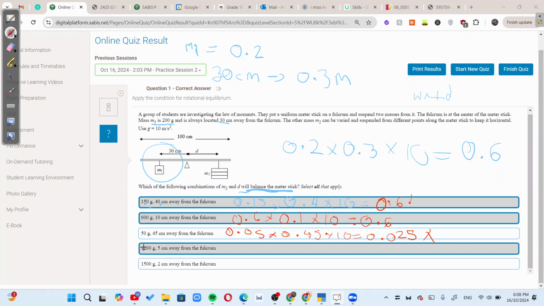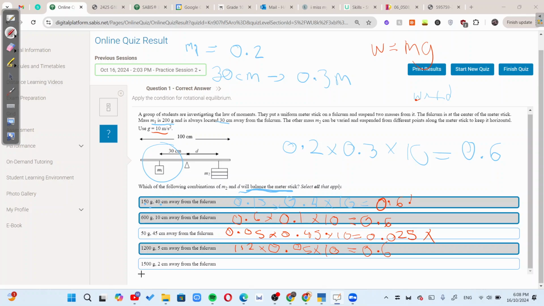Now let's see this one. It's going to be 1.2 kilograms times 0.05 times 10. And if you're going to ask why 10, because we need the weight. W equals mg. Mass is the mass, and g is gravitational acceleration, which is 10. So when you do this, you're going to get 0.6.